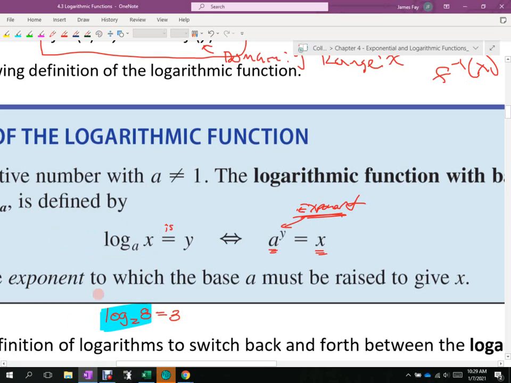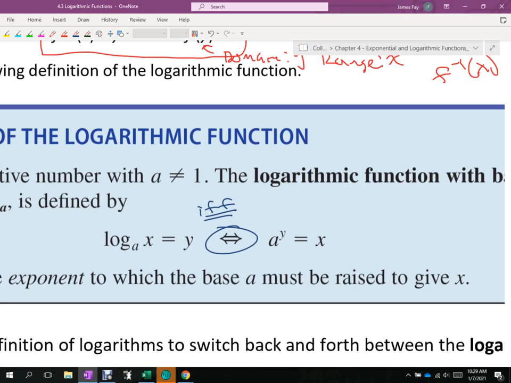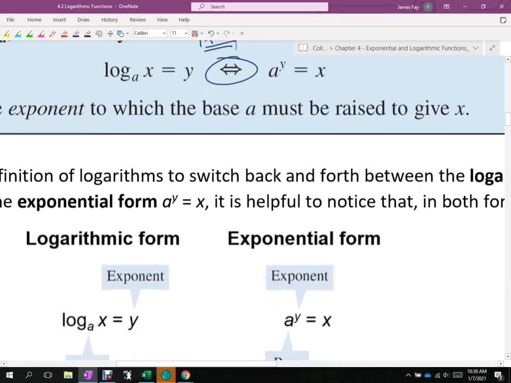Now this definition is, okay, that double arrow, if you remember, stands for the phrase "if and only if," which we can also abbreviate as IFF, which means it's a two-way street. You can start with the logarithm side and change it to an exponential, or you can start with an exponential and change it to a logarithm. Okay? And we'll practice going back and forth between both of those.